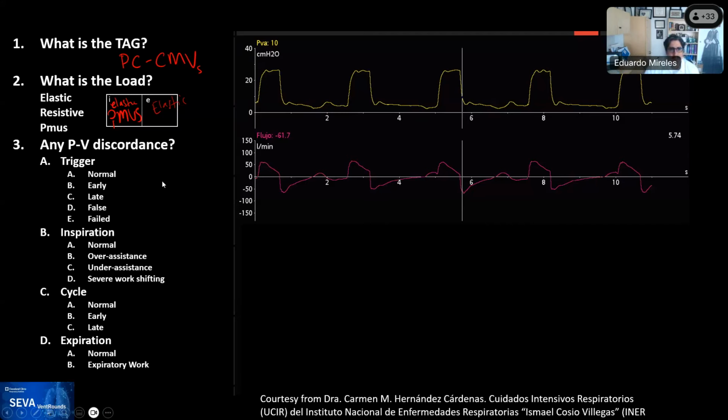So here comes the kicker. What do you think is the main issue with this patient in terms of trigger? So you have PMOS, which means that there's a waveform that looks like PMOS in the flow waveform. So what do you think is the trigger issue here? Ariel recognized that there's no markers for patient trigger breath. So every single breath is triggered by the machine.